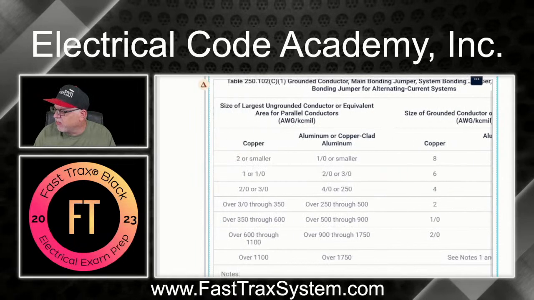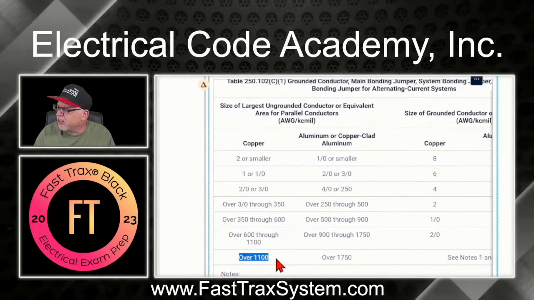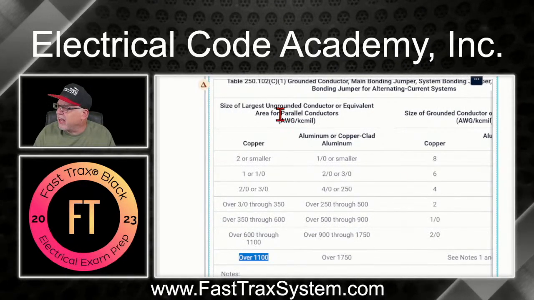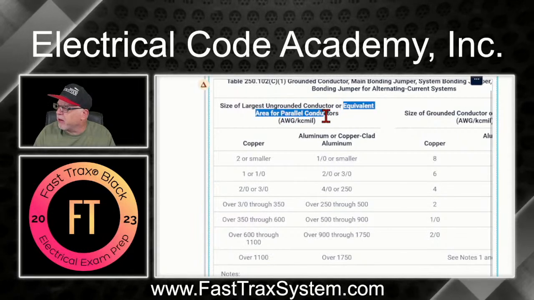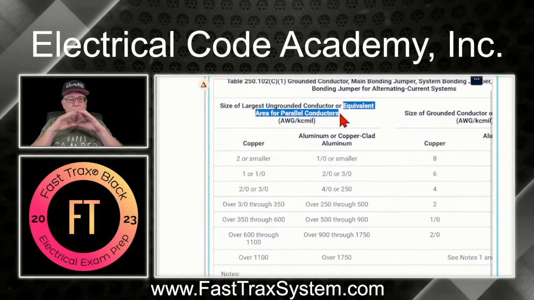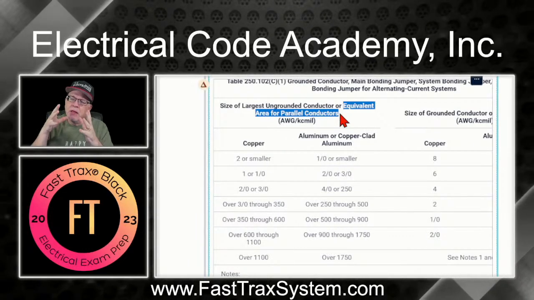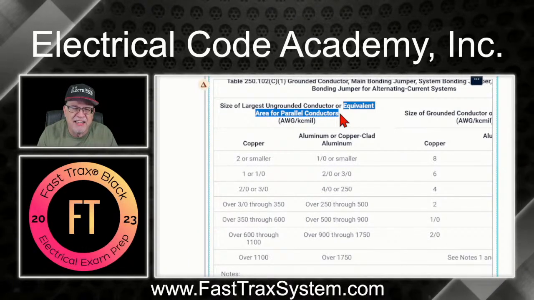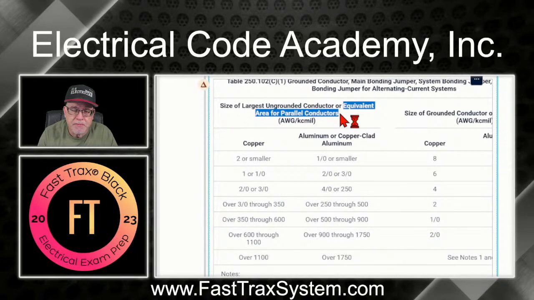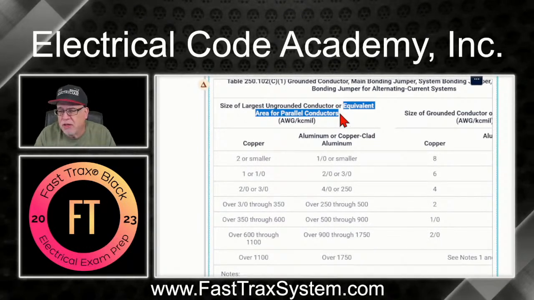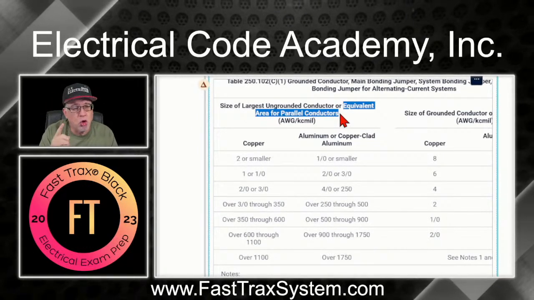All right, so this table goes up to 1100, and again, equivalent area for parallel conductors. So if I have a single raceway, we're still talking single raceways, whether it's a wireway or a round circular raceway. What happens if I exceed 1100 kcmil? Well, if that's the case, now you're going to have to use note 1.